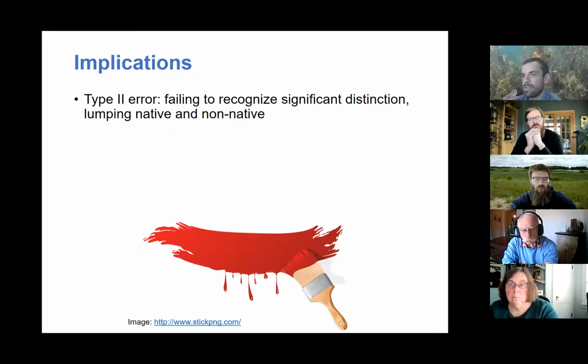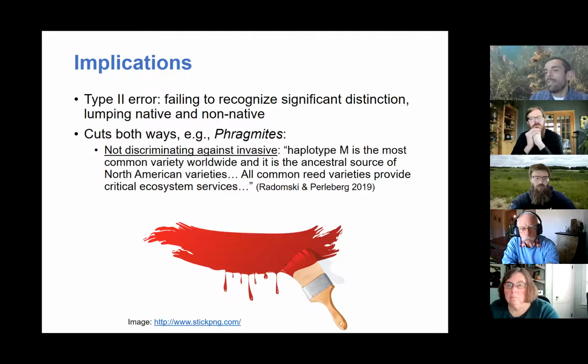Another thing I see is this issue, what I'll call type 2 error, borrowing from statistics, when you fail to recognize a significant distinction. In this case, lumping native and non-native, or using a visual metaphor, painting with too broad of a brush. And this can cut both ways, and I see this come up around Phragmites. So one type of type 2 error is not discriminating against the invasive.